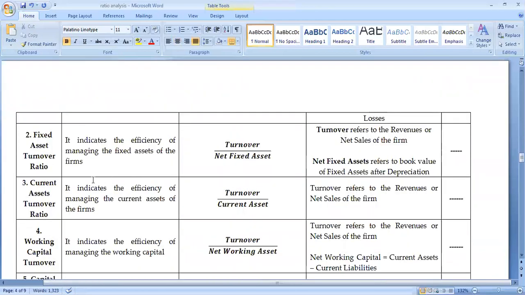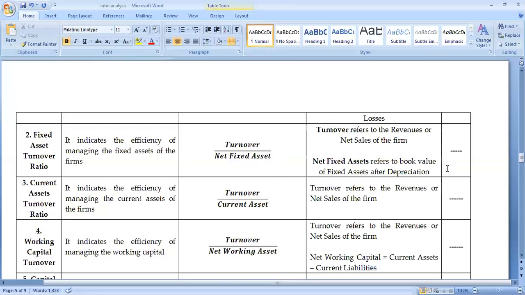In the fixed assets ratio, turnover will be compared with the fixed assets. It also shows how efficiently the company manages its assets. Whenever you come across a fixed asset, depreciation comes into the picture. Whether to take the depreciation? Yes, it should be taken. Book value of the fixed assets after depreciation. After providing depreciation, you get WDV, the written down value or book value. That will be taken into consideration here in the net fixed assets.